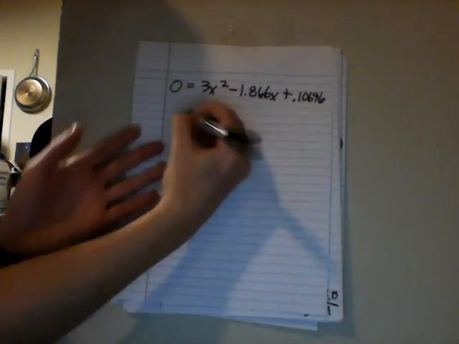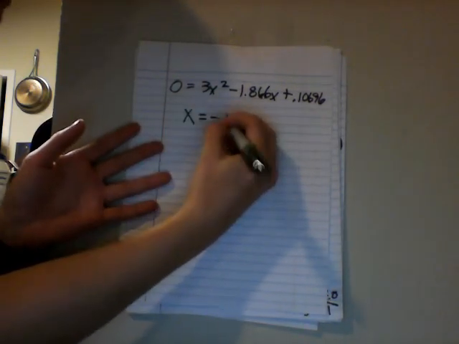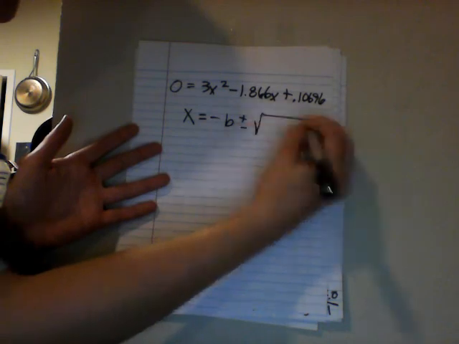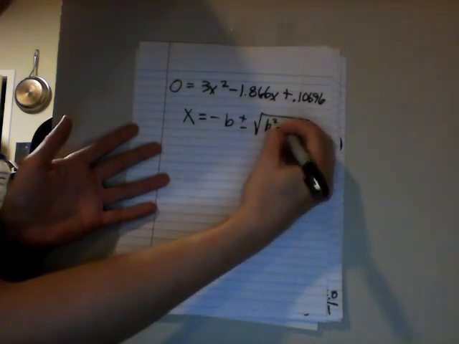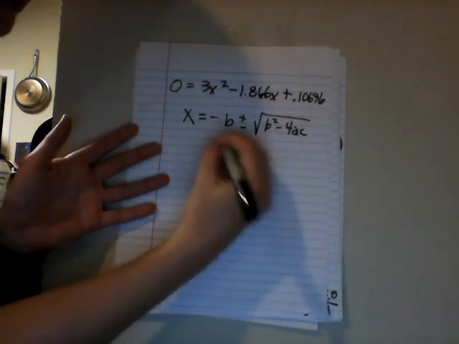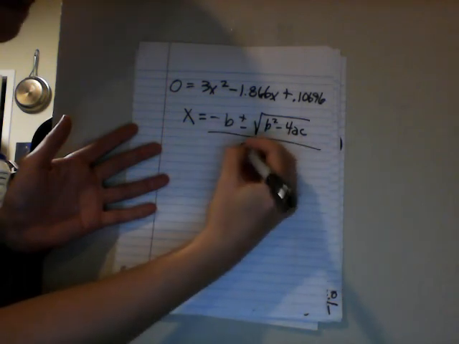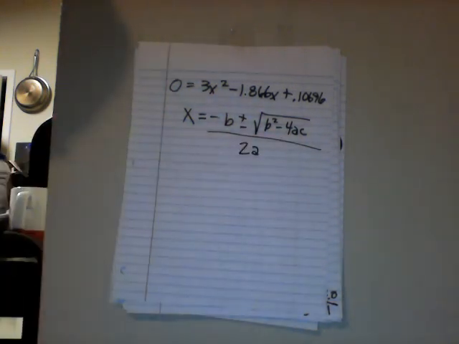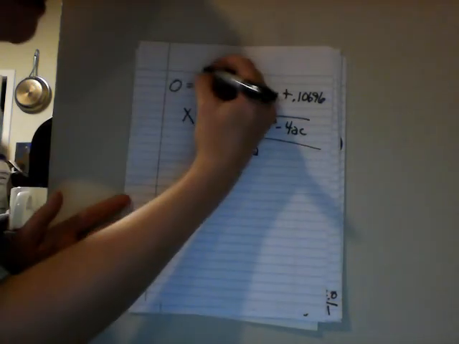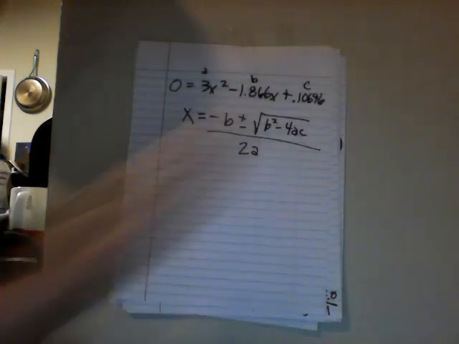So now, once this whole thing is set equal to 0, I can use the quadratic formula: x is equal to minus b, plus or minus the square root of b squared minus 4ac, over 2a. Okay, so we all should know how to use that. This is a, this is b, this is c.